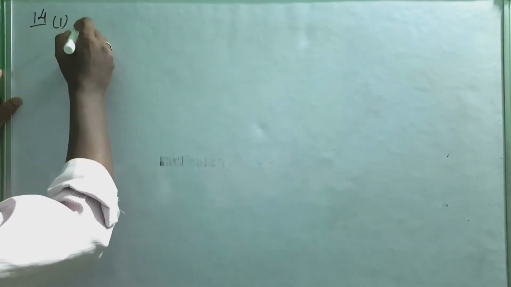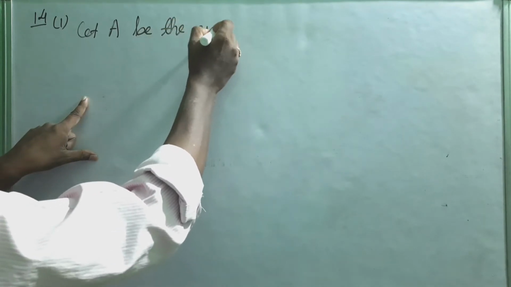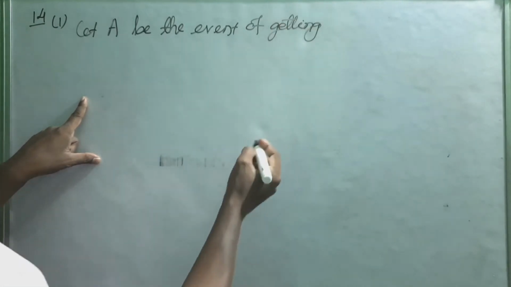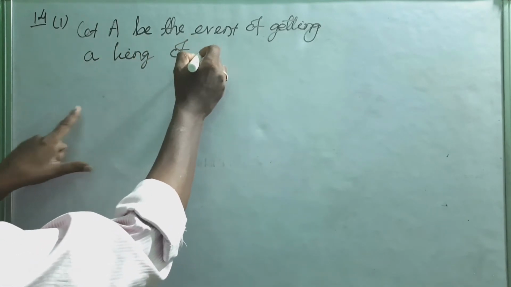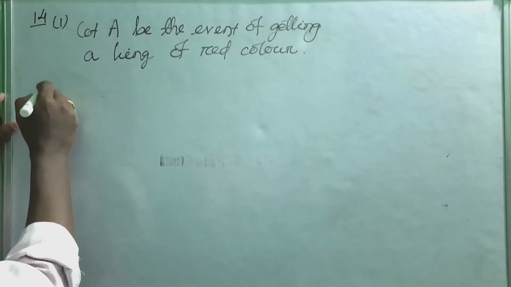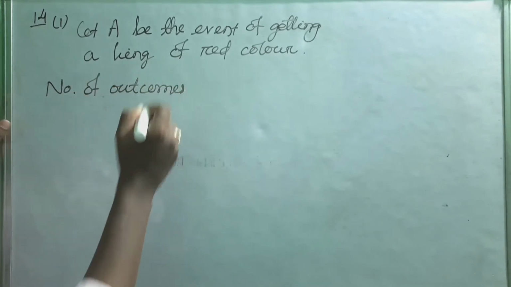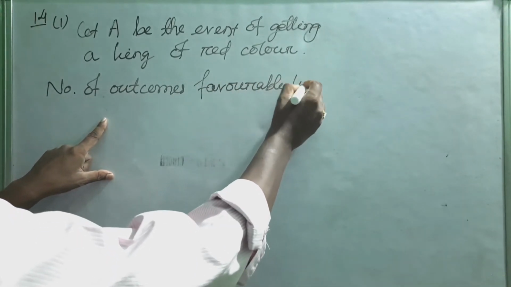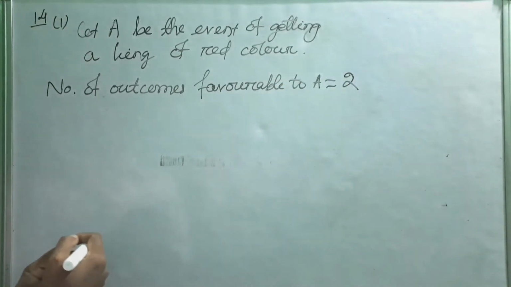So write down here, let A be the event of getting a king of red color. Then the number of outcomes favorable to A is equal to how many? 2, since 2 kings are red in color.